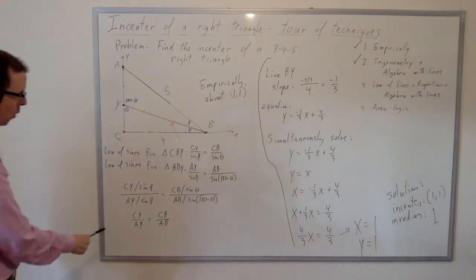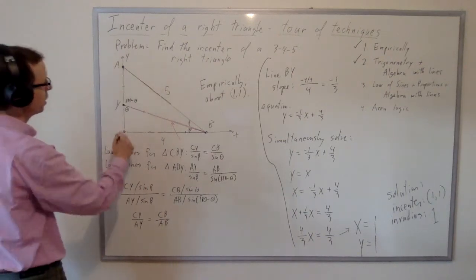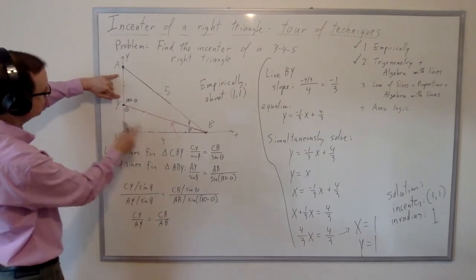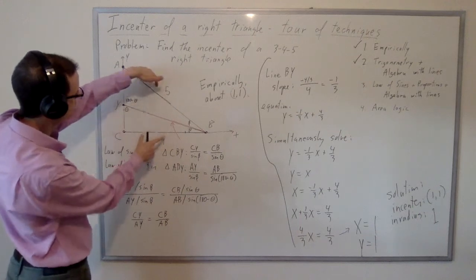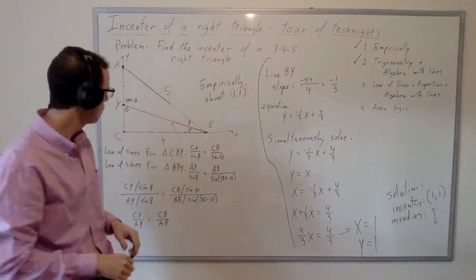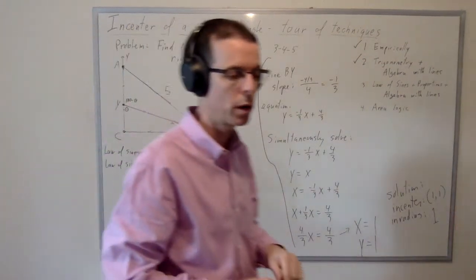So CY over AY equals CB over AB. In other words, the ratio between these lengths is equal to the ratio between these lengths. And we know the ratio between these lengths is 4 to 5. So that tells us that the ratio between this and this is a 4 to 5 ratio, which doesn't exactly tell us the coordinates of the point Y, but it certainly is helpful for trying to figure out the coordinates of the point Y.